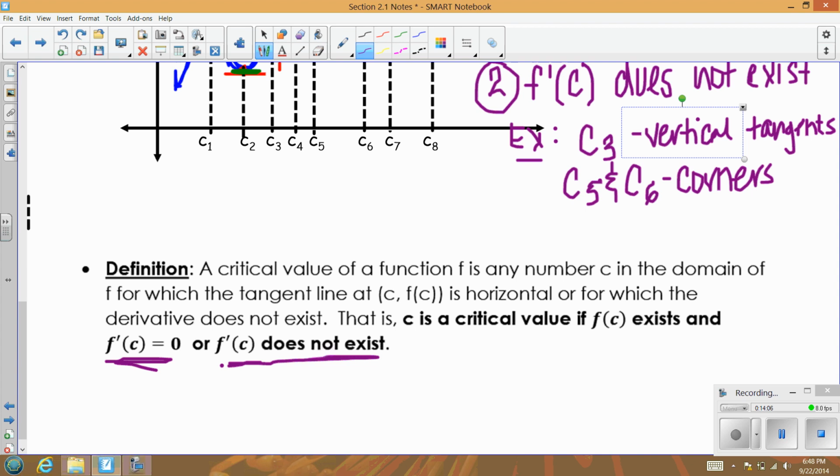Okay? So when we're looking for critical values, these are the two conditions that we have to satisfy. It's either going to be the derivative set equal to 0, or that the derivative doesn't exist, meaning you have a vertical tangent or you have a corner on your original graph.